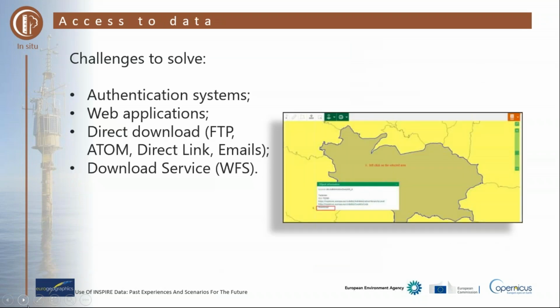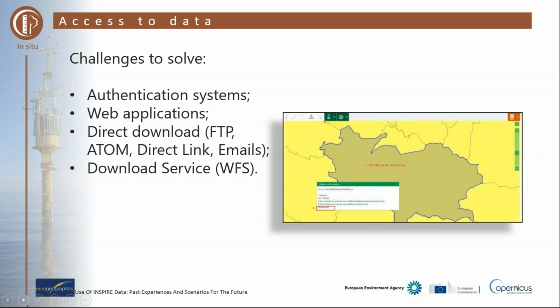What are the challenges that we have to solve when accessing the data? First are the authentication systems. For many different reasons, before downloading the data, you have to authenticate. We were commenting yesterday that this can be fine for a citizen who goes there, registers, authenticates, clicks and downloads. But it's not useful for a professional use of the data, because you cannot be registering and authenticating with different systems in all the countries or all the institutions.